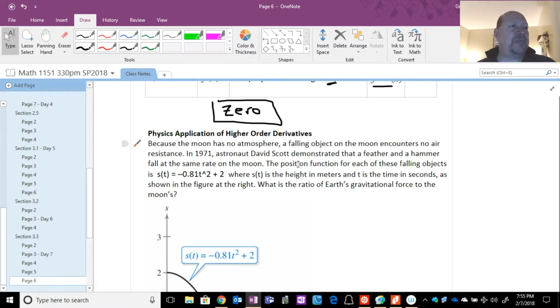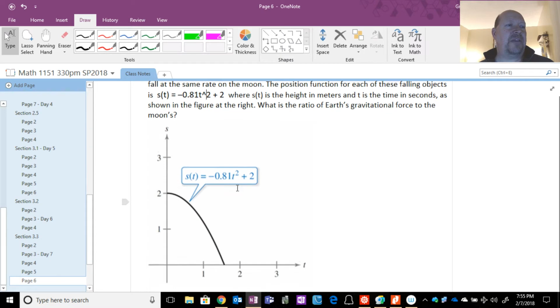Okay, so let me read the problem here. It says, because the moon has no atmosphere, a falling object on the moon encounters no air resistance. In 1971, astronaut David Scott demonstrated that a feather and a hammer fall at the same rate on the moon. The position function for each of the falling objects is s of t equals negative 0.81 t squared plus 2, where s of t is the height in meters and t is the time in seconds, as shown at the figure, down here. Their question is, what is the ratio of the Earth's gravitational force to the moon's?